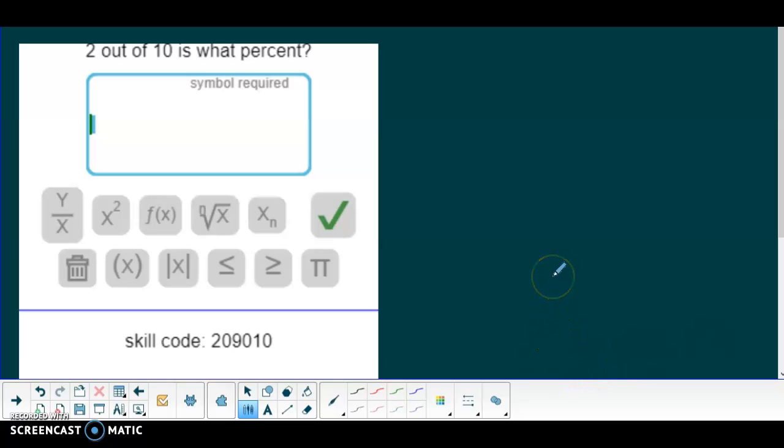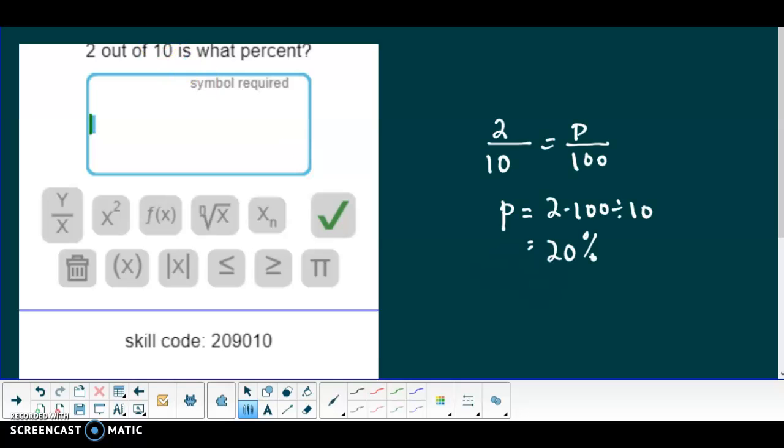2 out of 10 is what percent? Set up your percent proportion and enter your answer. If you answered the question correctly on your scratch paper or entered your answer, you would answer that 20% is the correct answer. Please note that if you just enter 20, it will count it wrong. Please read the gray letters in the answer box. They want the percent symbol to give you full credit for the correct answer.